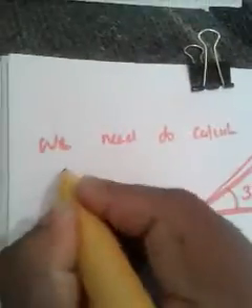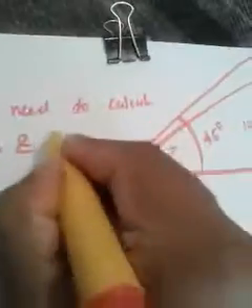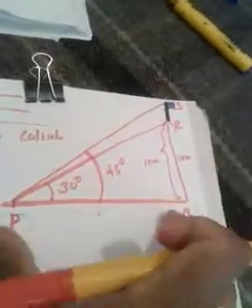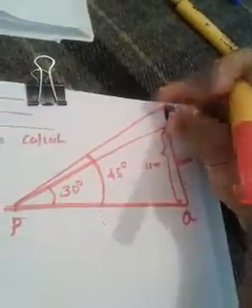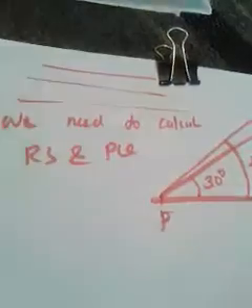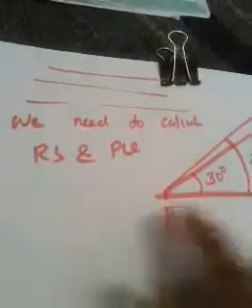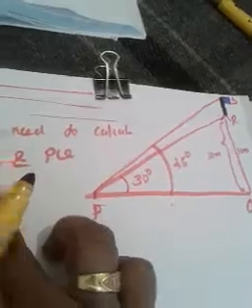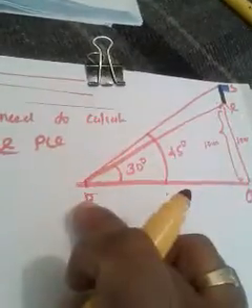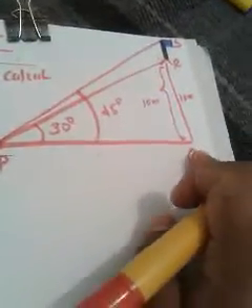We need to calculate RS and PQ. I told you to write in sentences. I said a few things, and all those things you have to write: what this represents, what this represents, what this represents. After that you can write, we need to calculate RS and PQ. Because RS represents the length of the flag staff, and PQ represents the distance between that point P and the building.